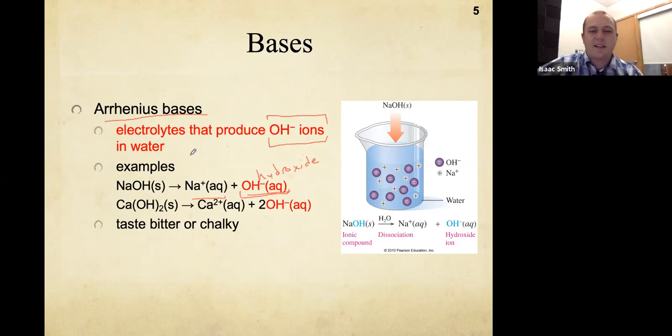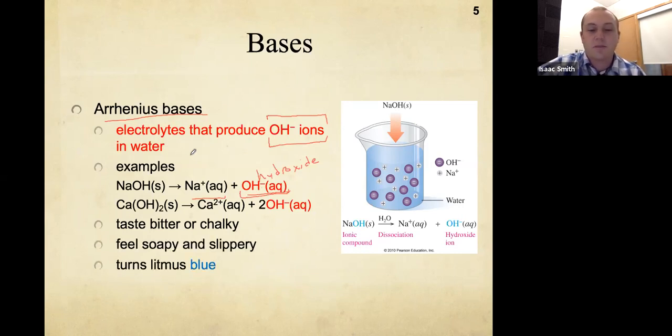So they kind of taste bitter or chalky. Like Tums, if you ever had a Tum, it's kind of a basic molecule, it's calcium carbonate, so it definitely tastes chalky and neutralizes the stomach acid. Okay, so it turns litmus blue and then neutralizes acids.